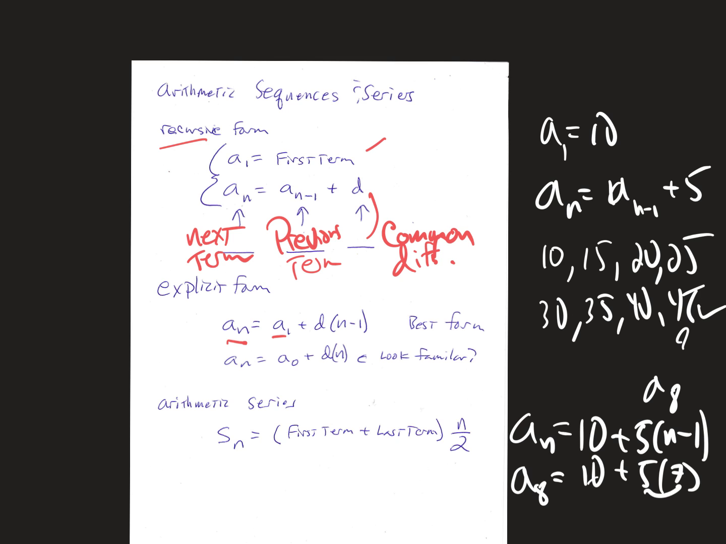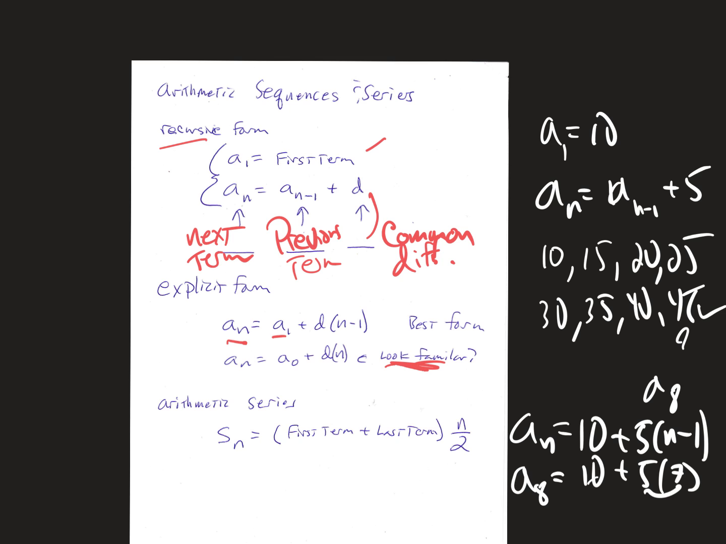So explicit form is much more useful, but there are places where the recursive form really works. I mean, in the little bit of programming I've done, I know they use a lot of recursive thinking, because computers can do this very quickly, right?